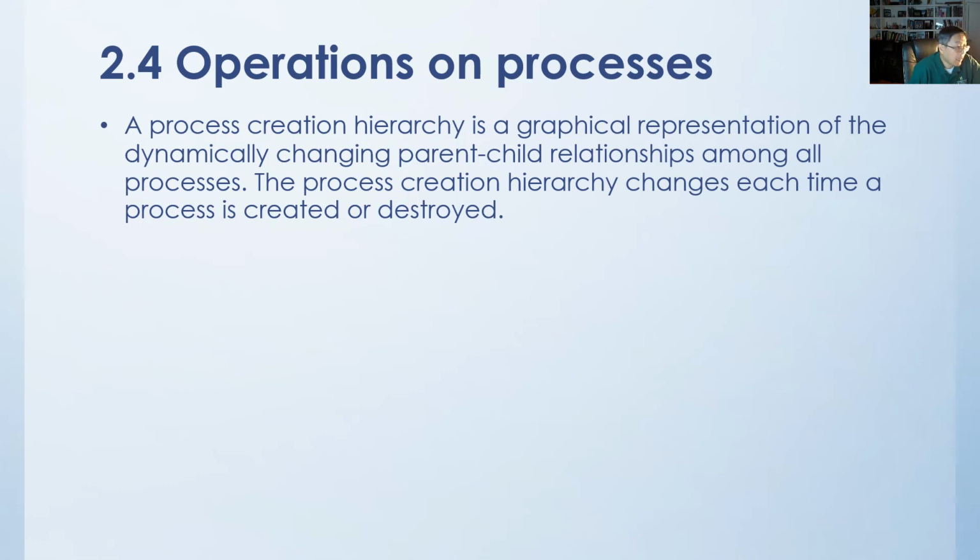Okay, now let's talk about section 2.4, operations on processes. Remember that modern computer systems support many processes, so you have multiple processes running concurrently. However, all the processes are not created equal. If you talk about all the processes in a computer system, you're going to see a process creation hierarchy, which, if we use a graphic representation, you can see as a kind of tree structure.